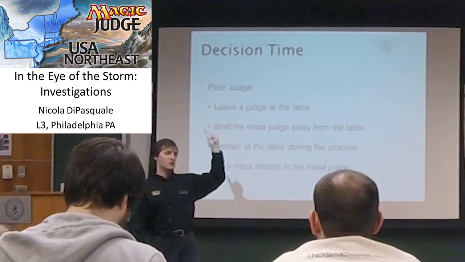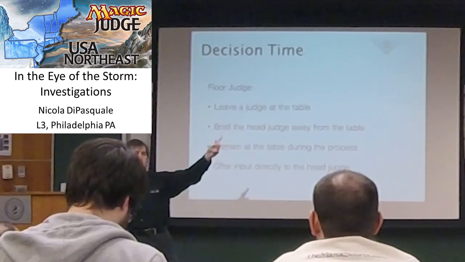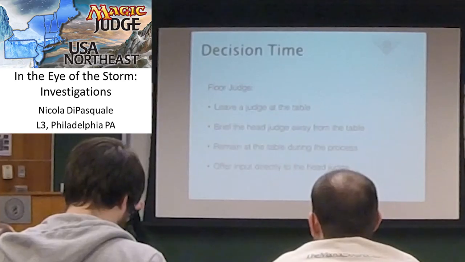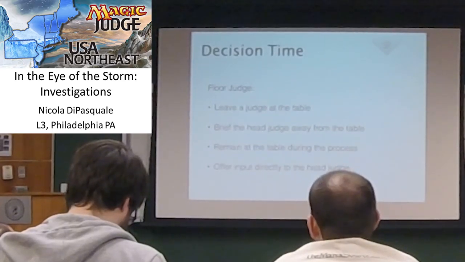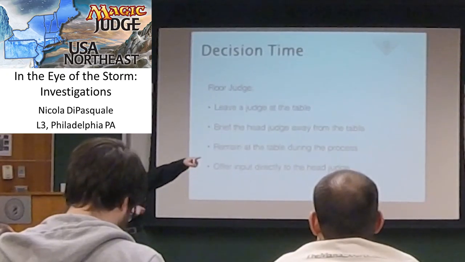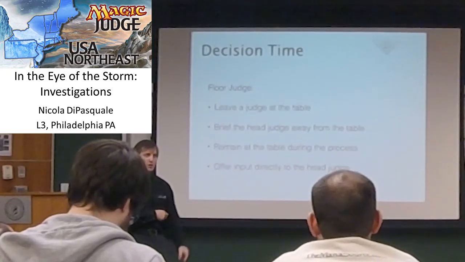If you're the floor judge, let's talk about this. There's really two different perspectives here. You're that floor judge on that PBTQ, and you need to determine if something is suspicious so you can go get the head judge. So how do you do that?